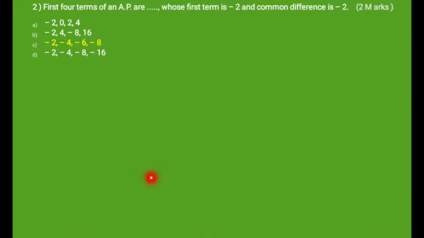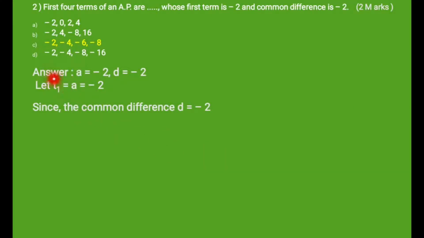So we say here option C is correct. See how option C is correct. First we write a equals -2 and d equals -2, which is the given part. We consider T1 as the first term. So T1 equals a, and a equals -2. So the first term T1 equals -2. The common difference d is -2. We use the formula Tn+1 equals Tn plus d, from which we can find the next term.